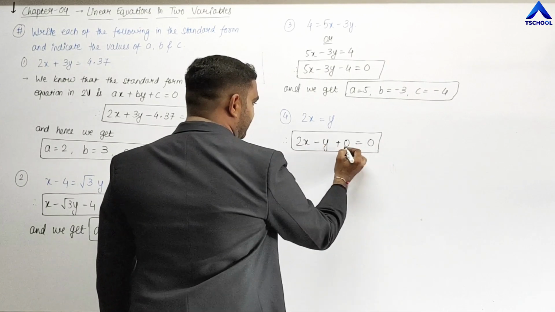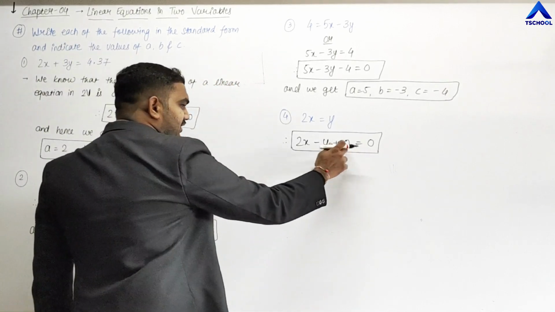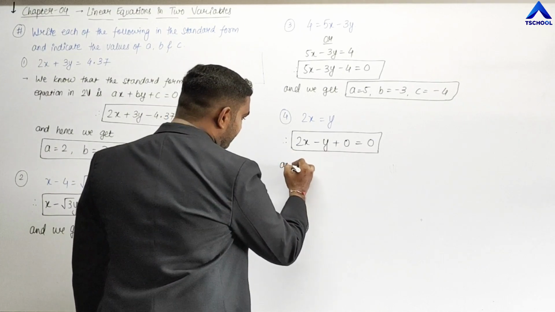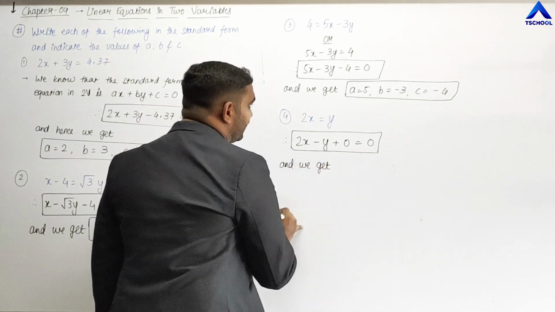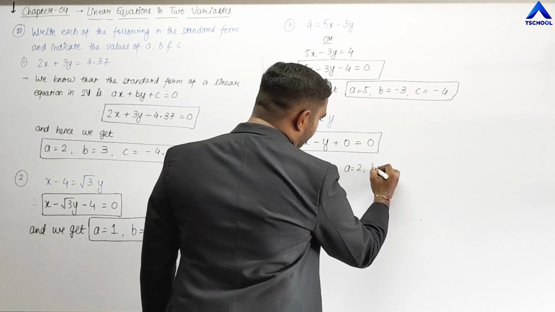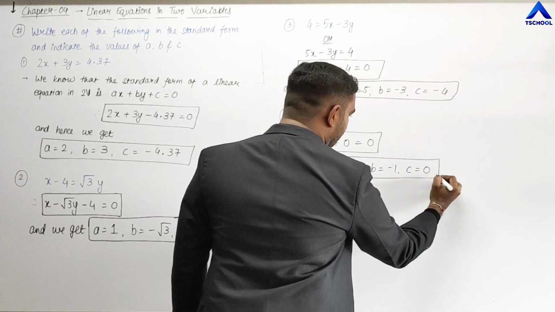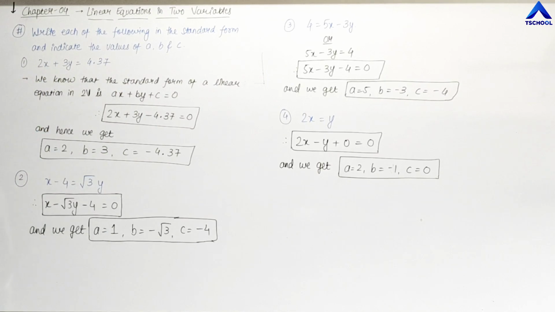So that is the standard form, because as there is nothing present here as the constant term, we will write down 0 as the constant term, and hence we get a equals to 2, b equals to minus 1, and c equal to 0. Right? We get a equals to 2, b equals to minus 1, and c equal to 0. In place of the constant term, we will have it as 0. Okay? So that is about the standard form of a linear equation in two variables and writing down the equations.